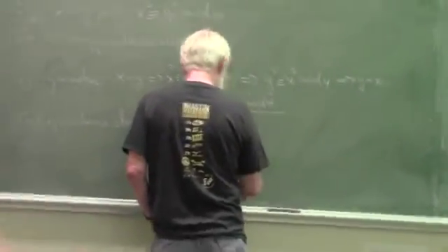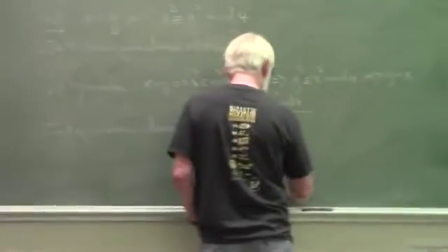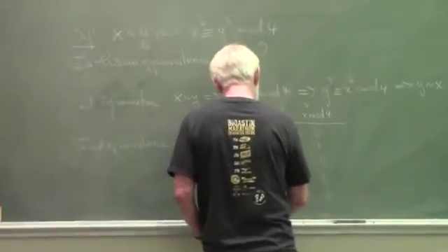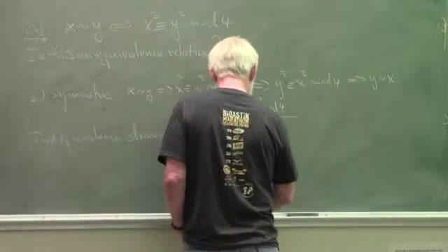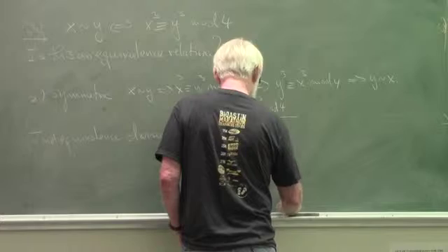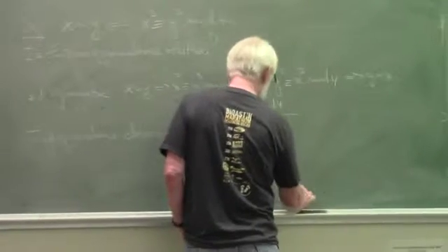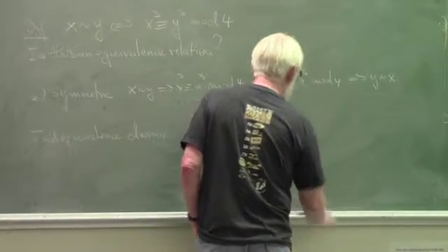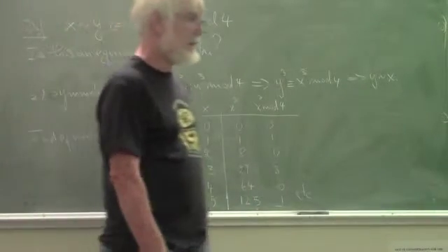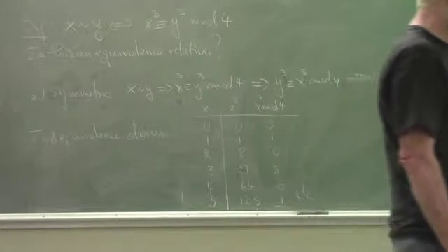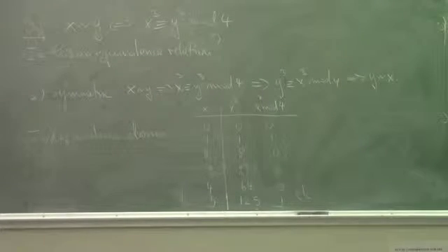4 cubed is 64, which is 0. 5 cubed is 125, which is 1, and so on, right? The statement is, if you don't quite know, then look at the problem concretely and possibly do some examples. That's the general advice.